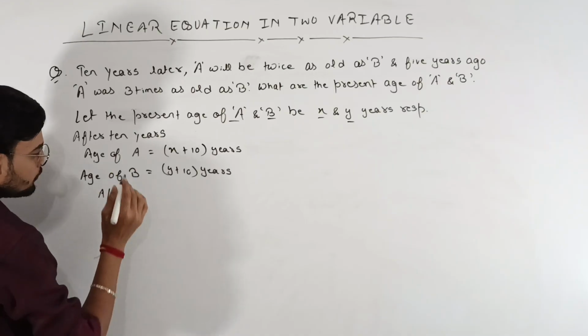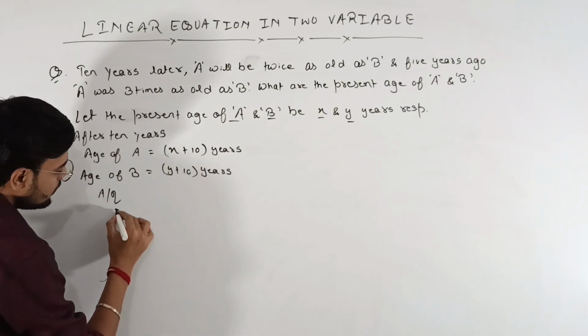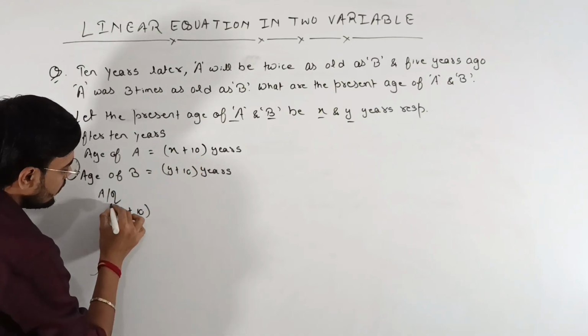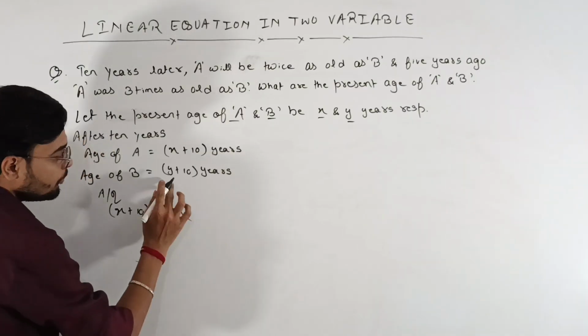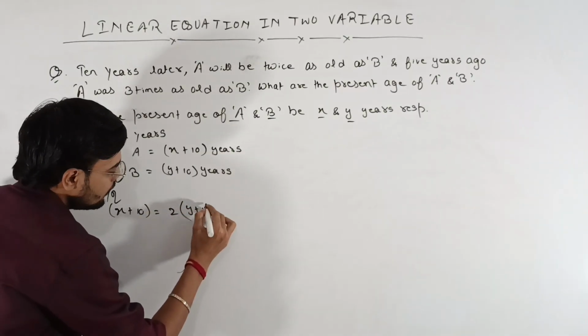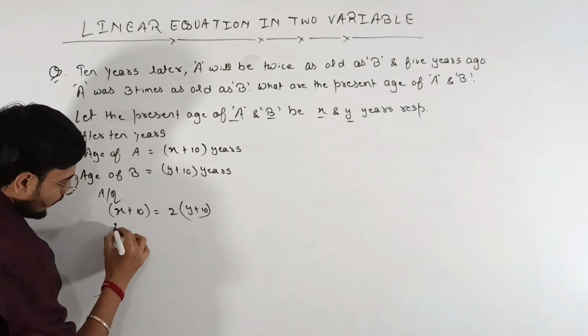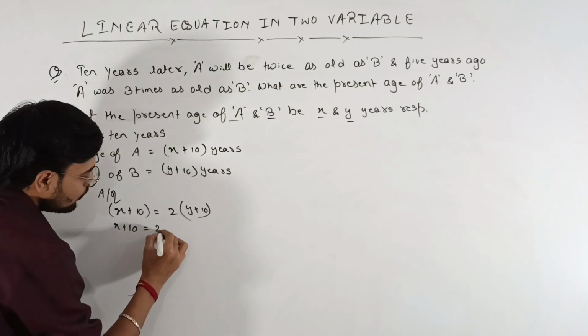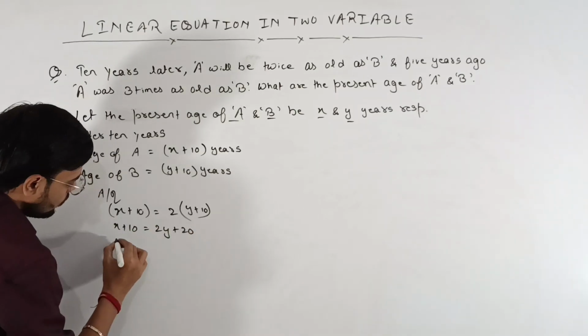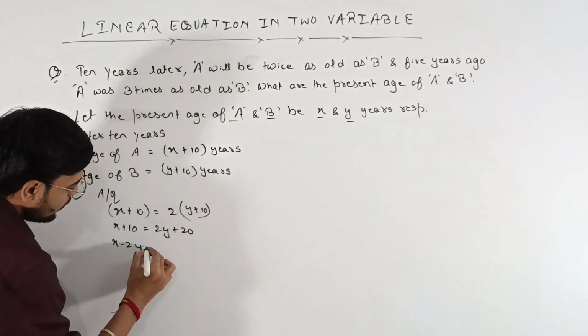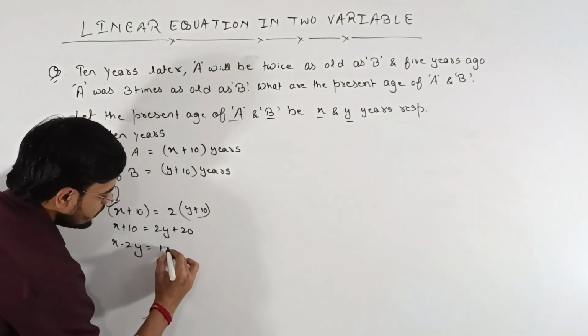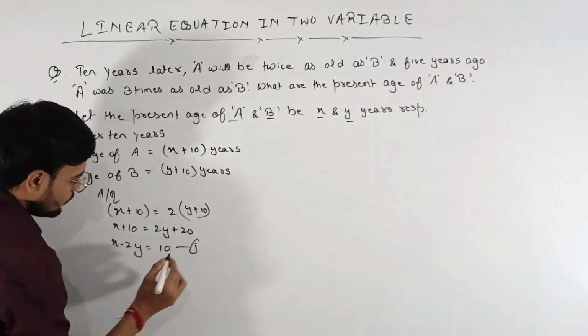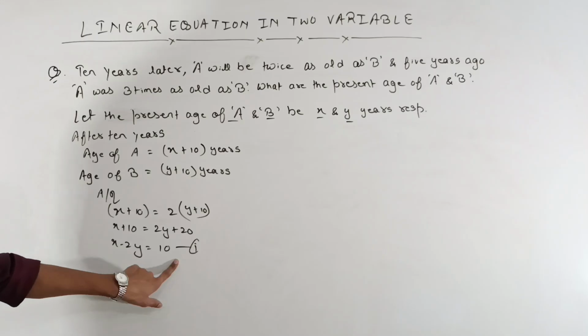So according to question, age of A, that is x plus 10, is twice the age of B, that is y plus 10. Okay, now solve this. There x plus 10 is equals to 2y plus 20. So x minus 2y is equals to 20 minus 10, that is 10. This is our first equation: x minus 2y is equals to 10.